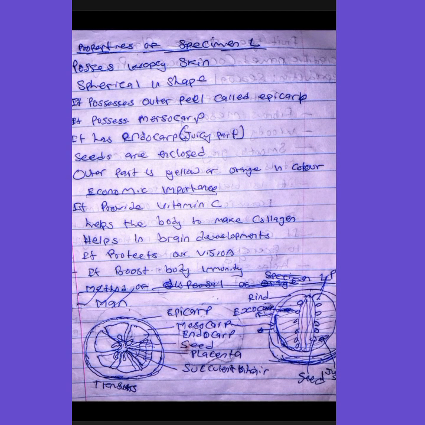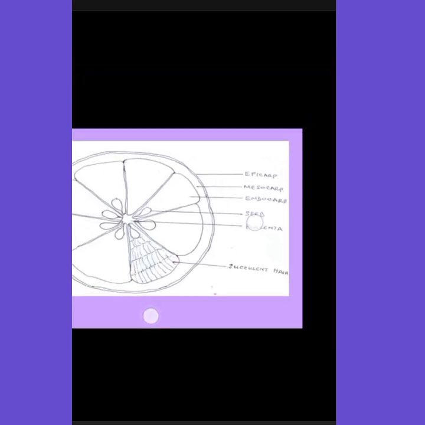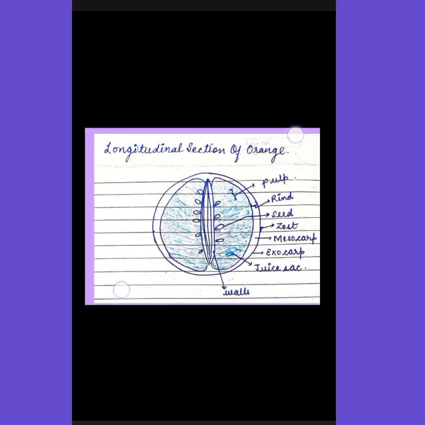And here is the diagram. Let me show you the diagram clearly here. Here is the epicarp. Here is the mesocarp, the endocarp. Here is the seed. Here is the placenta. And here is the succulent hair. This one is the transverse section of orange fruit. And here is the longitudinal section.